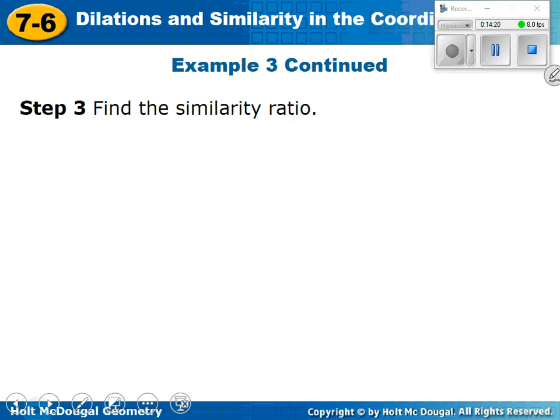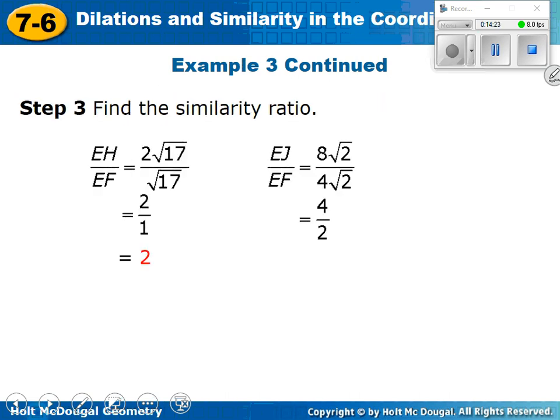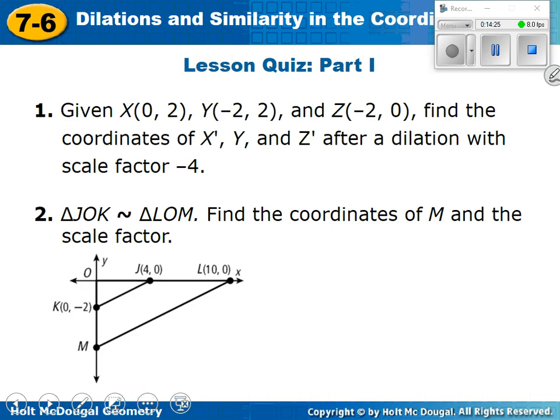And so if you look at this lesson quiz part 1, this is just going back over what we just did. Number 1 is asking you to find the new coordinates after this dilation, and number 2 is asking you to find the points M and the scale factor. So this is like the first example we did, this is like the second example we did. I'm going to go ahead and have you and your partner try these last 2 problems, and then we're going to stop. Okay, this will be the last one we do.